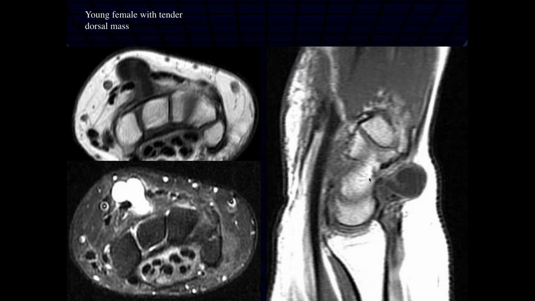So we can look at some lesions that are kind of tumor-like, not really tumors. So why don't we start here, Shelley? What do you think of this mass?